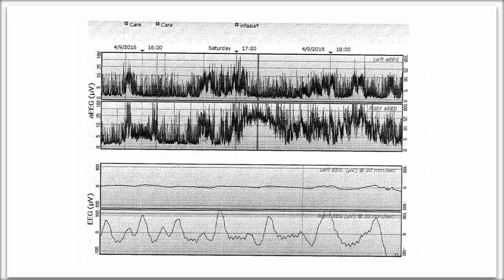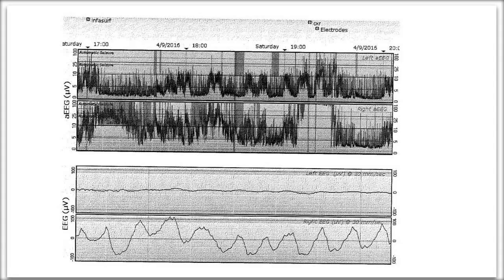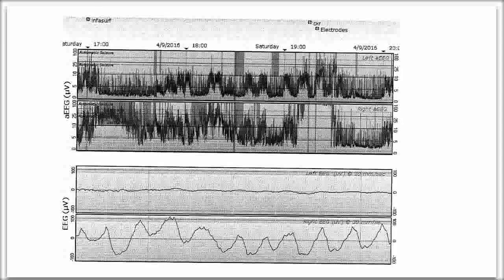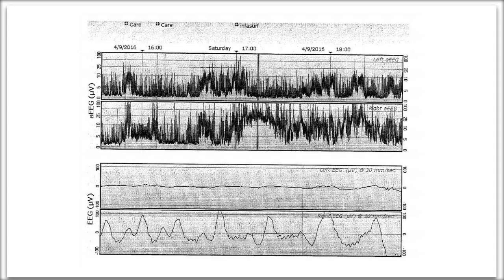So next one. The previous was 4-9 at 1700 to 2000. So this is 4-9 from 1600 to 1800, so it's the previous 3 hours. And in this case, I just wanted to note again this extremely low voltage tracing. It's not burst suppression because it's not even reaching 25.